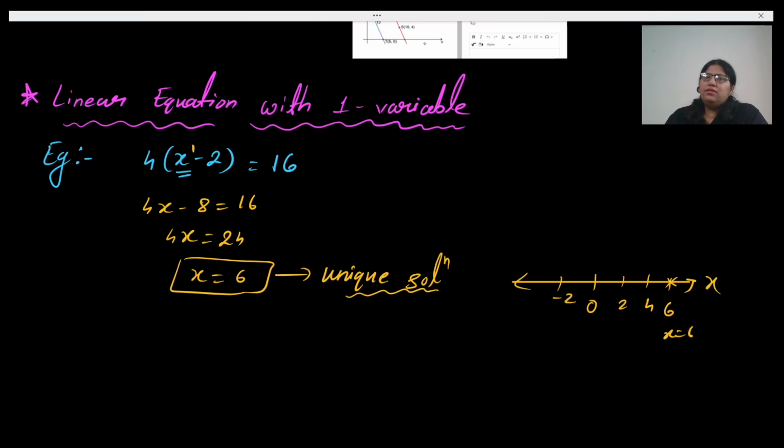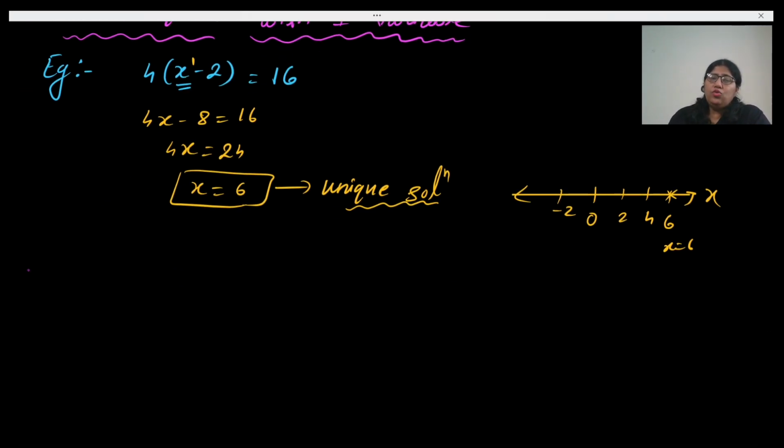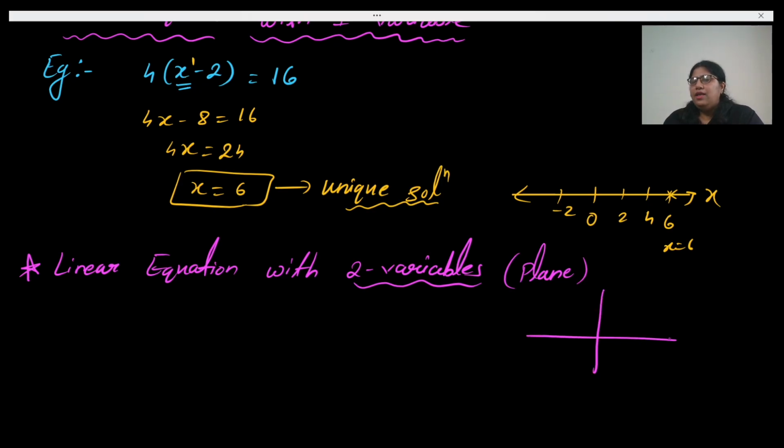But in higher classes, you don't learn linear equations in one variable. You learn linear equations in two variables. So still I'm talking about only one equation, a linear equation with two variables. That means you are going to relate two variables, so you are going to consider the plane. Your graph is going to be the Cartesian plane. There will be an x-axis and a y-axis, because we have two variables, right? One is going to be the independent variable, another the dependent variable.